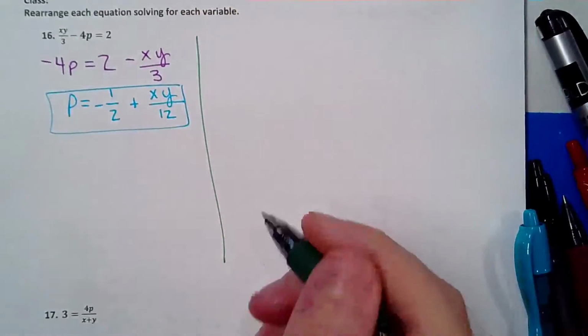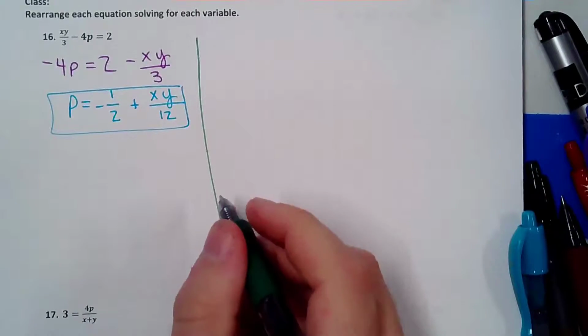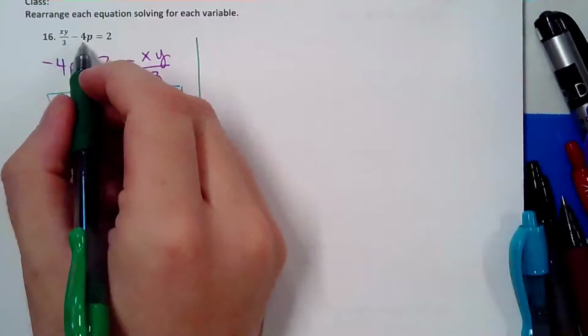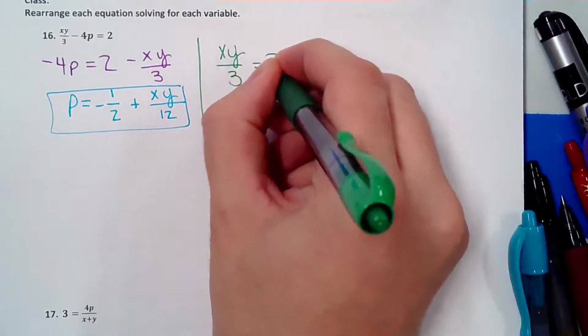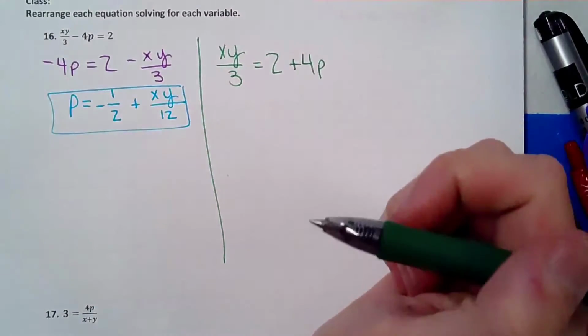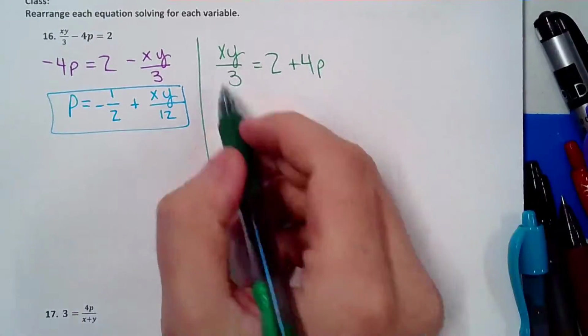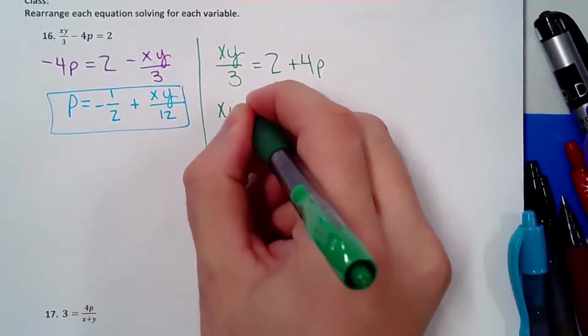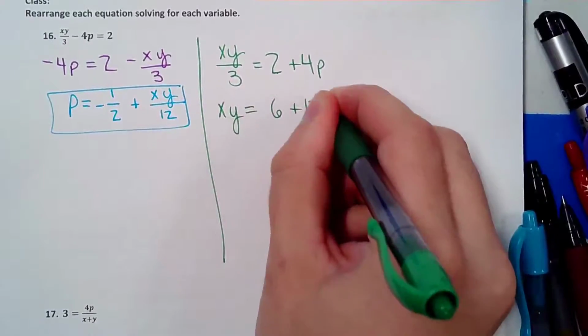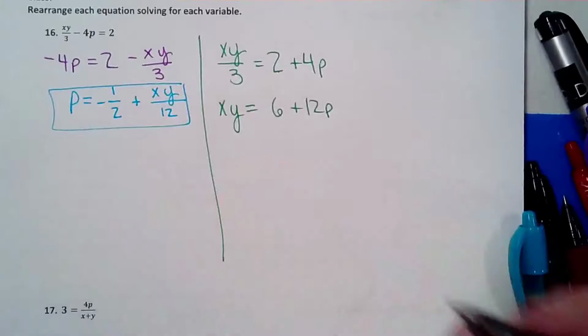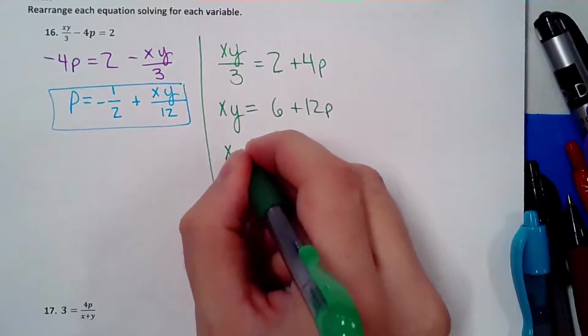Next, let's get x on its own. So I'm going to move the 4p over and leave xy over 3 alone. So now we have a positive 4p over here. Then I get rid of division by multiplying by 3. Everything gets multiplied by 3, the 2 and the 4p. So we get a 6 and a 12. Then we divide by either x or y, depending on which one you want to get. Let's divide by y to get x on its own.